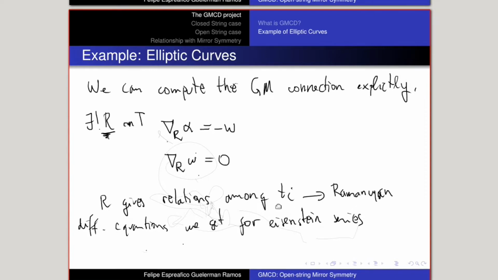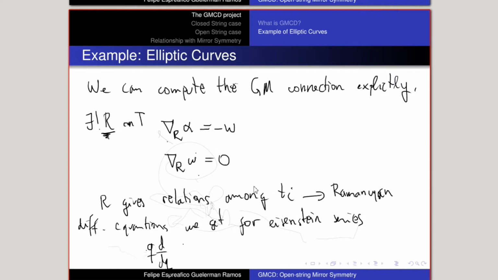So if you would solve these equations, considering a derivation, for example, a derivation like q d/dq, you would get exactly the same expansion, up to constants. So not exactly, but up to constants. You would get the q-expansions for the Eisenstein series for Ti.